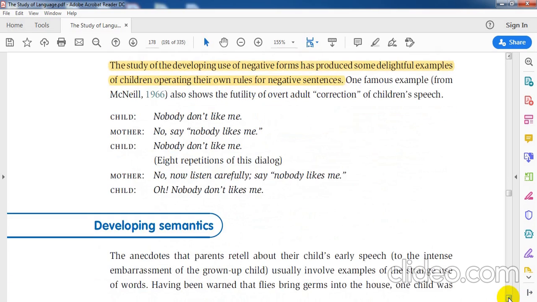Now you have time to read these examples and recognize the use of don't, the use of no, and maybe some exclamation marks after the no. You can also recognize how the mother is trying to help her child to speak better and more recognizable English.